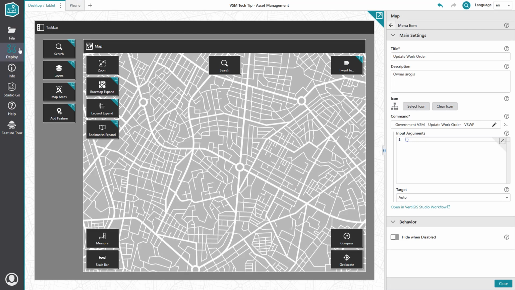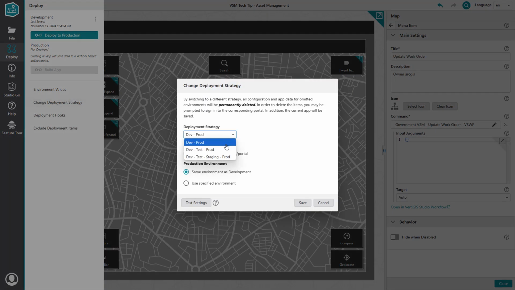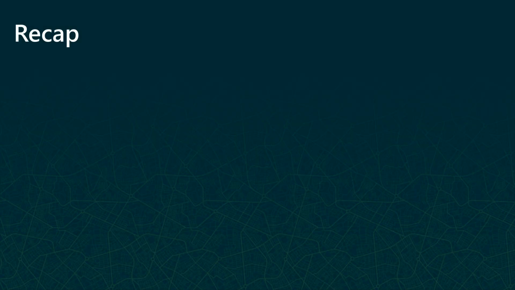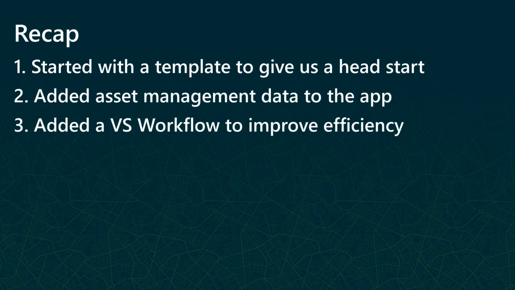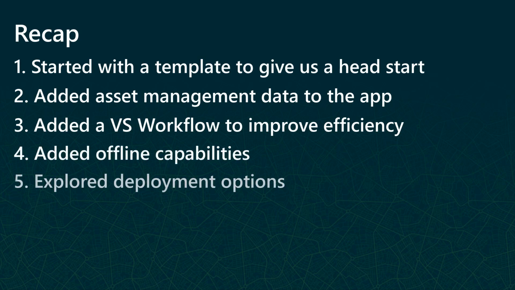You can also create copies of your VertiGIS Studio mobile application representing the development stage it's in. This is useful if you'd like to make edits to your application without affecting production applications. You can then set unique sharing permissions for each application stage. To recap, we started off with a template that got us 80% of the way there. We then added our data. We added a VertiGIS Studio Workflow to improve efficiency. We added offline capabilities. And then last but not least, we explored deployment options.